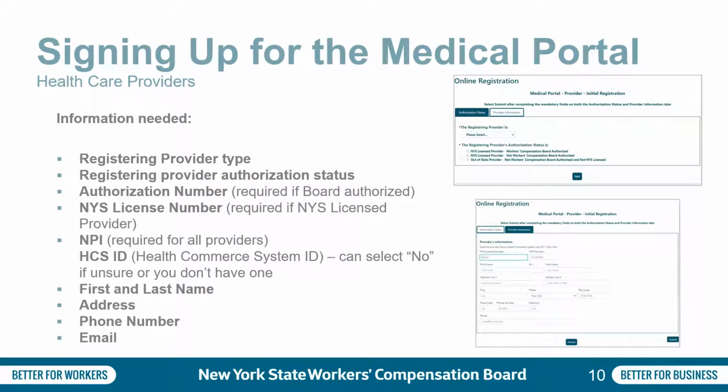The following information is required: registering provider type, registering provider authorization status, authorization number, which is required if you are board authorized, New York State license number, which is required if you are a New York State licensed provider, NPI, which is required for all providers, HCS ID or Health Commerce System ID. You can select No if you're unsure or you don't have one. First and last name, address, phone number, and email.